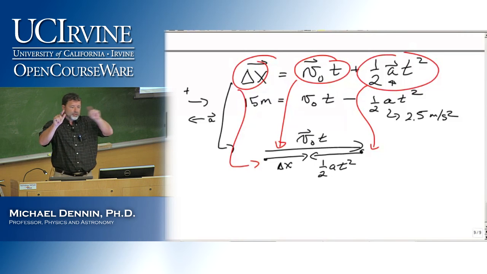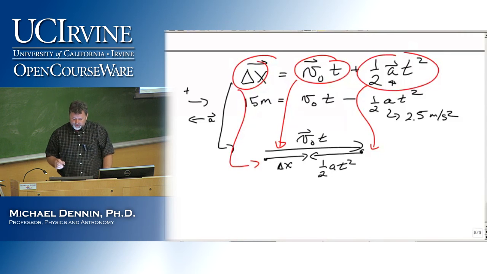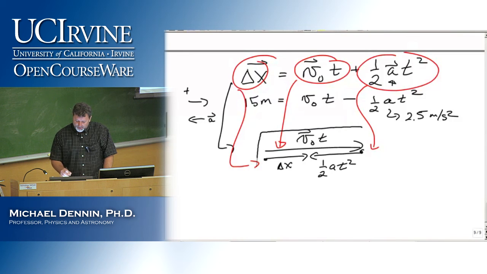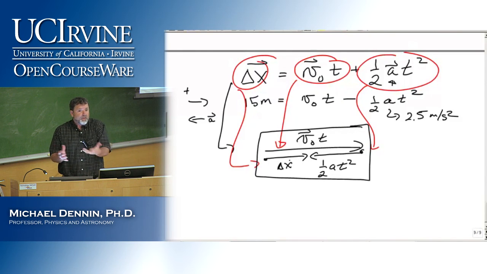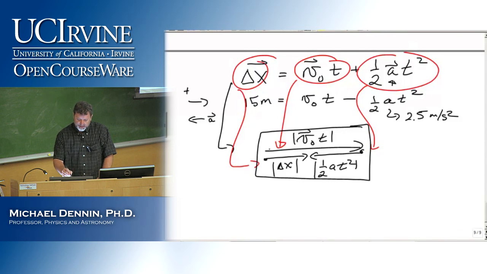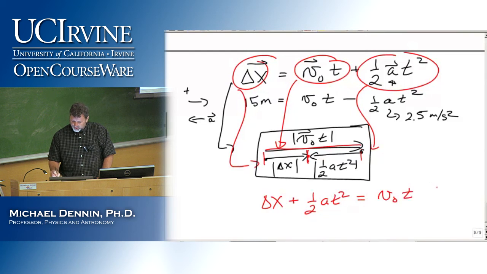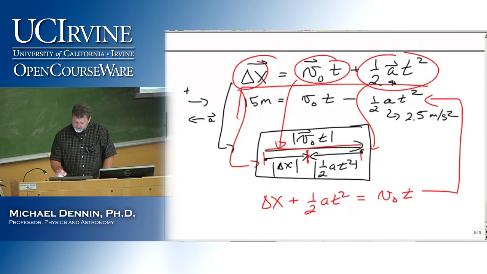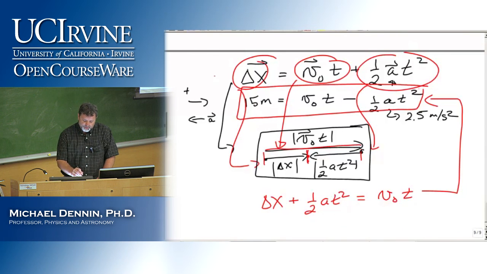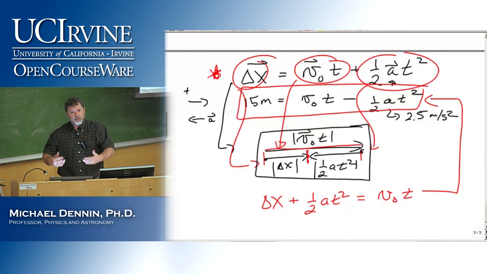Now, the way I drew it up in the last slide, I admit it was a little confusing, so it's worth looking at real quickly here. Once I've drawn this picture, I can immediately use the lengths of lines and write down everything as a magnitude with some length. And what do I have? I have this line plus this line has to equal that big line. And so I can write delta x plus 1/2 at squared equals v naught t. And if you notice, that's the same as this with the minus signs in it. So everything was this equation. I just did it in a bunch of different ways.